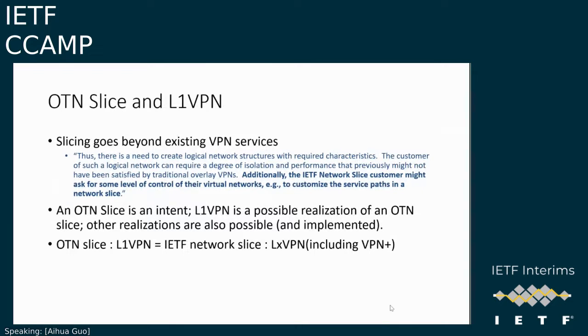Okay, so the relationship between OTN slice and layer 1 VPN is, as we already put on the mailing list. What we understand is the term slicing goes beyond the existing VPN services, right? As also described in the network slice framework. And OTN slice is an intent, and L1 VPN is a possible realization of OTN slice. And of course, we have other realizations also possible. And as far as we understand, some of them have been already implemented.